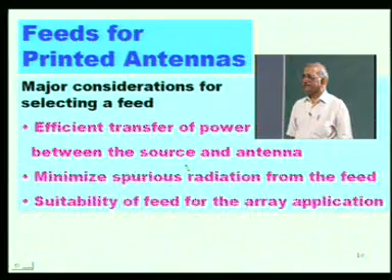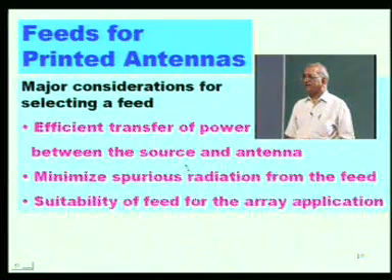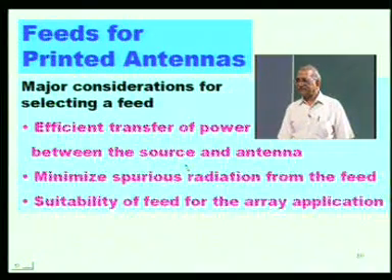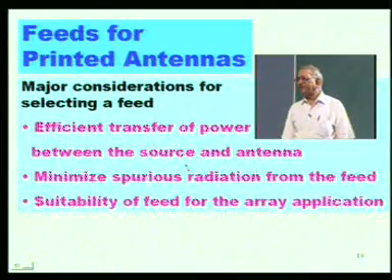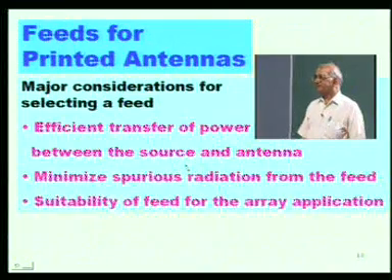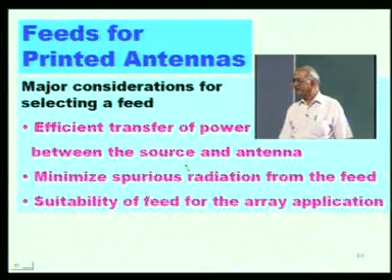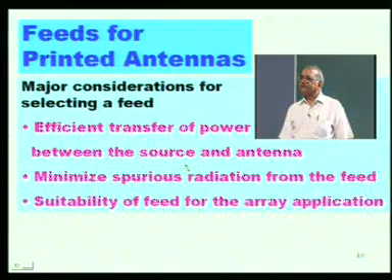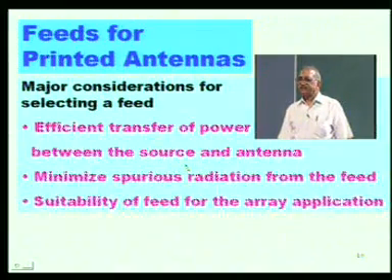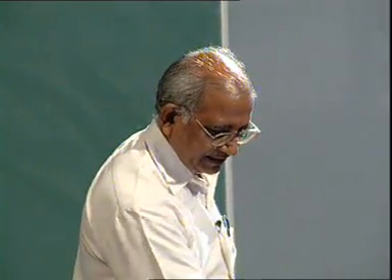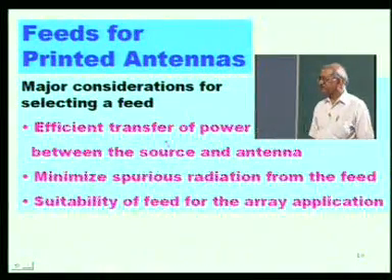Since the antenna is planar, the feed in general will be a planar type feed, planar line, but in addition we have a coaxial line feed, which is not a planar one, but it has some advantages. That is why in some cases we use coaxial line as a feed. But before that, what is the function of the feed? Basically it provides efficient transfer of power between the source and the antenna.